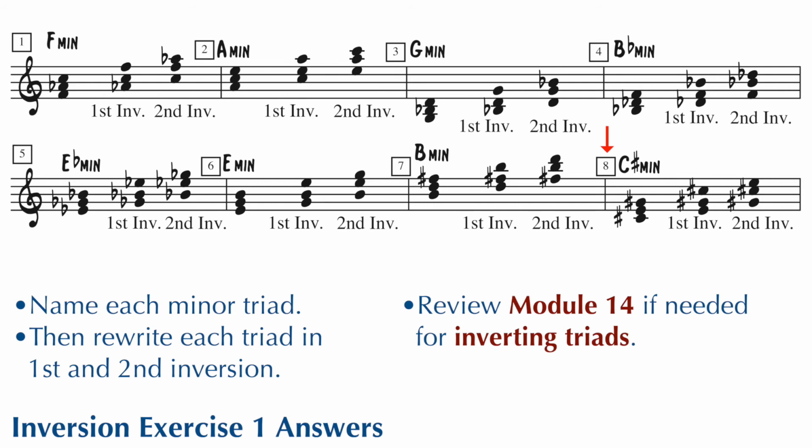To change that first inversion to second inversion, we're going to take the third of the chord, that E, raise that an octave. Now we have a G sharp in the bass, or as the lowest note. That's the fifth of the C sharp minor chord, so second inversion C sharp minor is going to be G sharp, C sharp, E.